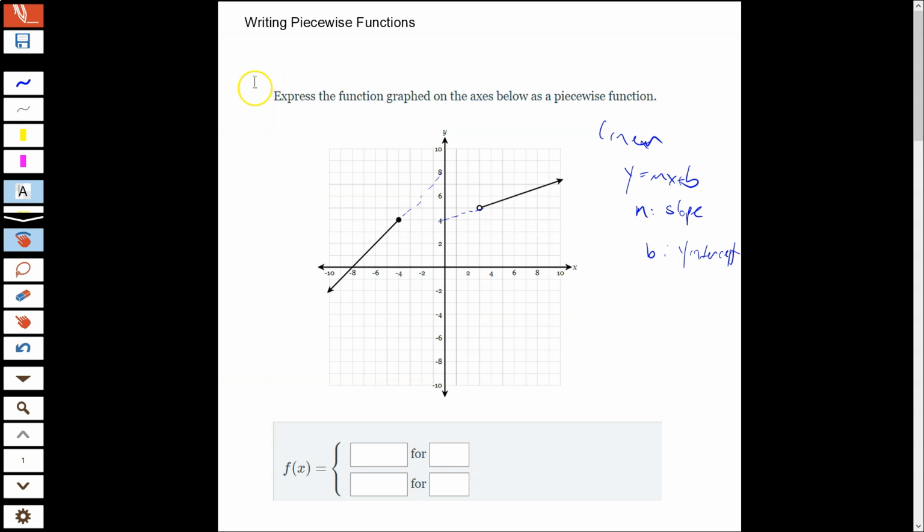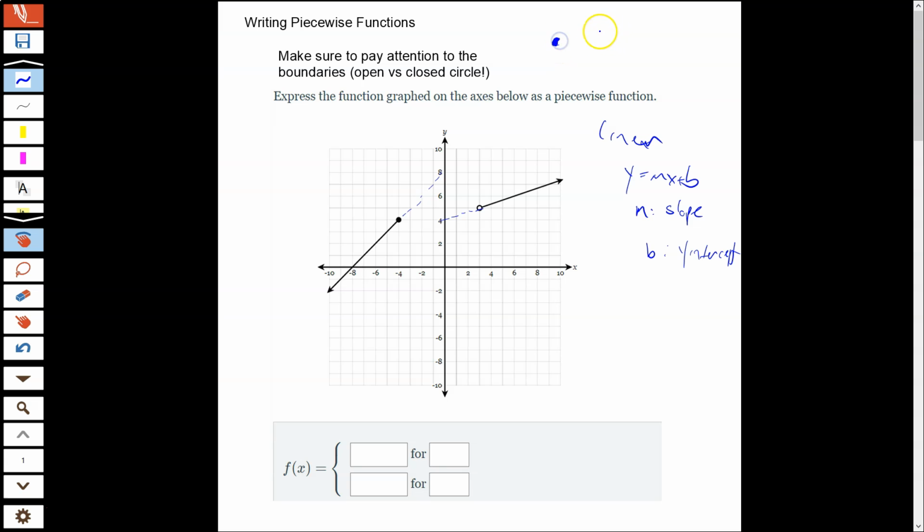The major note is to make sure you pay attention to the boundaries. So that's open versus closed circle. Those mean the same as they did before. So we will say that a closed circle means you're going to use greater than or equal to. An open circle means strictly greater than or strictly less than. Okay. So we are stating the regions where our equations apply, and we are writing down the equations of each line.